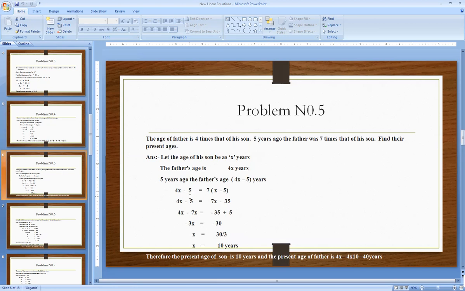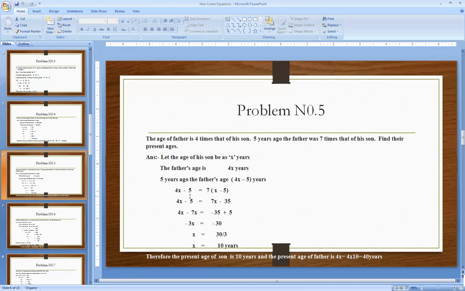Here they have given that the age of father is 4 times that of his son. So the son's age is x, and the father's age is 4 times that, that is 4x. Whenever a question says 5 years back or 10 years after, 5 years back means we should always subtract from our age. If it is 5 years after, we should add. After 5 years, what is my age? I should add plus 5 years. And 5 years back means I should subtract and tell my age. So this kind of question is here.